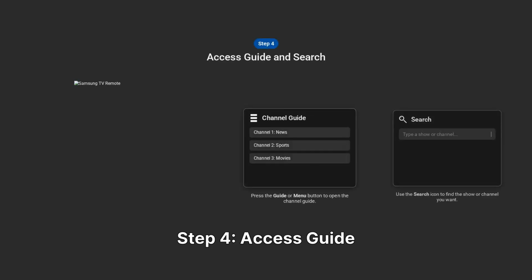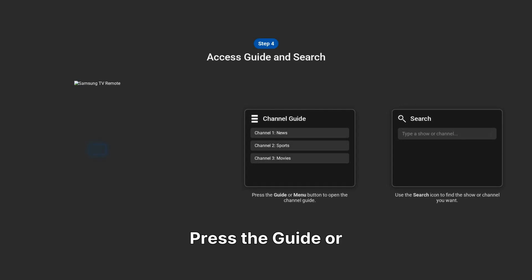Step 4. Access guide and search. Press the guide or menu button to open the channel guide. Use the search icon to type the show or channel you want to watch.